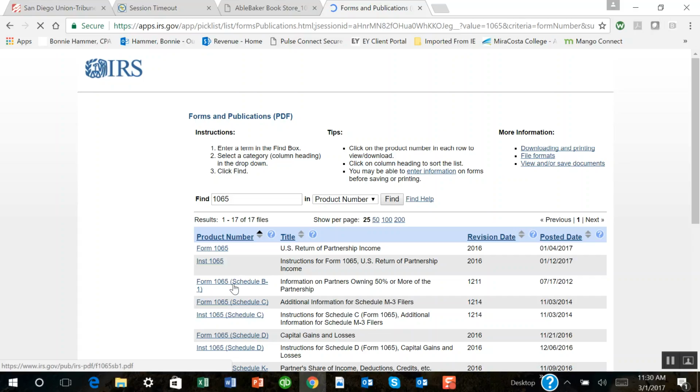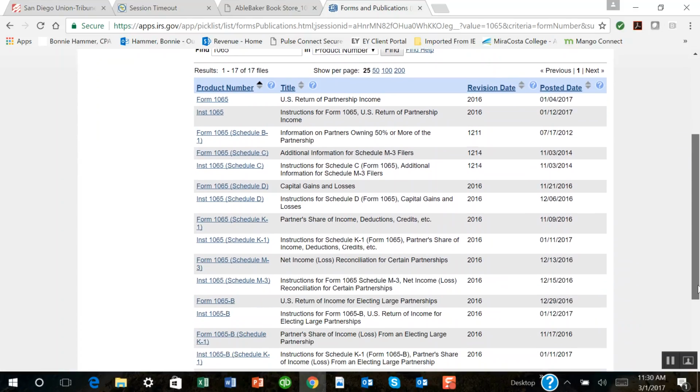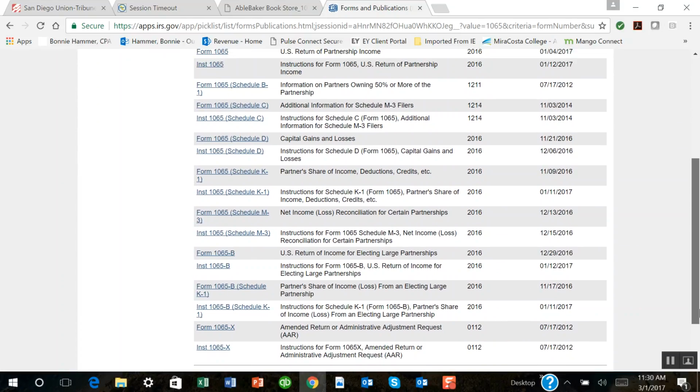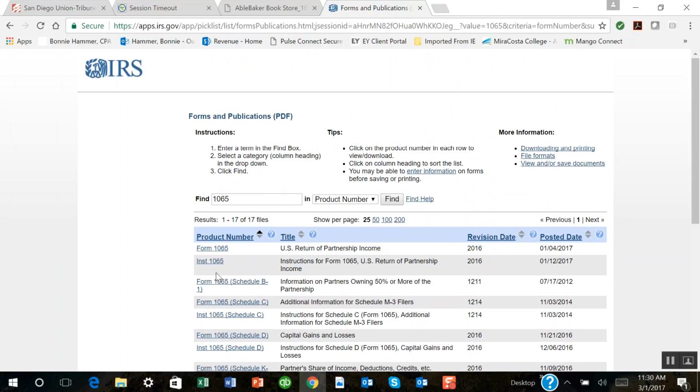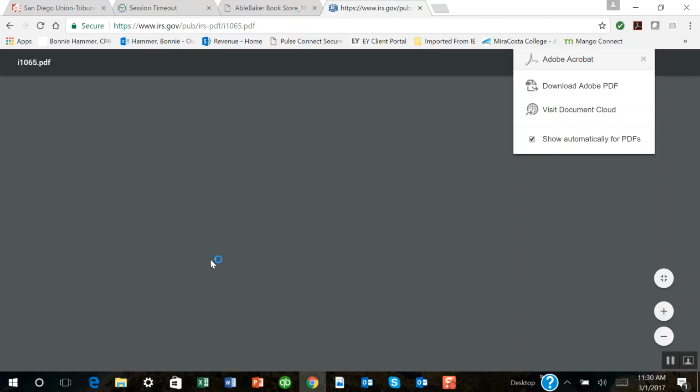as well as instructions and the schedules that go behind the 1065. You aren't going to be required to fill out all of these schedules. Your return's not as complicated as some other partnership returns might be, but as you can see, there are lots of different forms and schedules, and the IRS always gives you instructions with each of the schedules or forms. So you would click on here, and it opens up the instructions in PDF format, and once it's opened up, you can just download it to PDF, however it works on your computer.